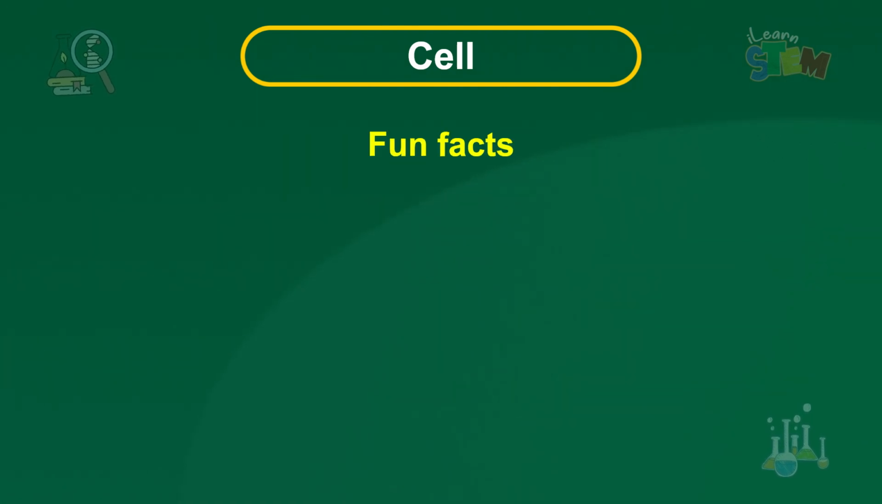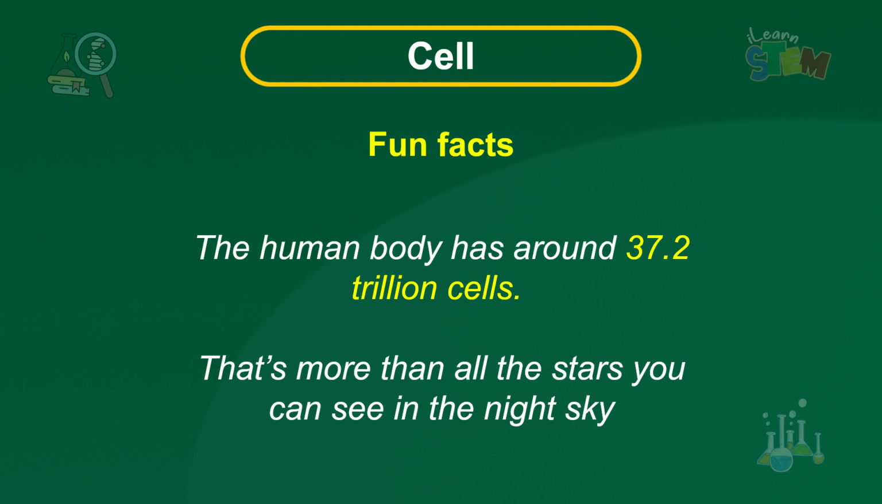Here's a fun fact to leave you with. The human body has around 37.2 trillion cells. That's more than all the stars you can see in the night sky. Alright, that's it for our deep dive into cells.